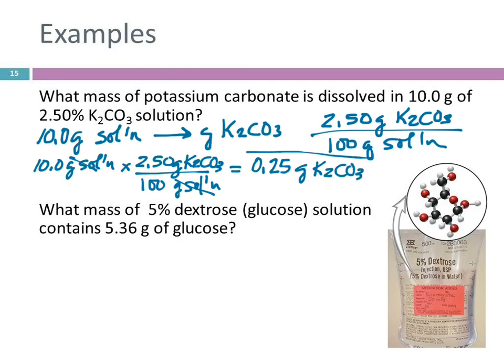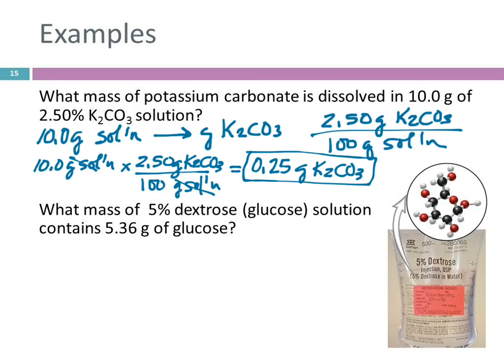These are very practical calculations. Mass percentages are used a lot in medicine and biology because they're easy to make up. You can measure the quantities by weighing. So this would say if you want to make 10 grams of this particular solution, you're going to need 0.25 grams of the potassium carbonate.